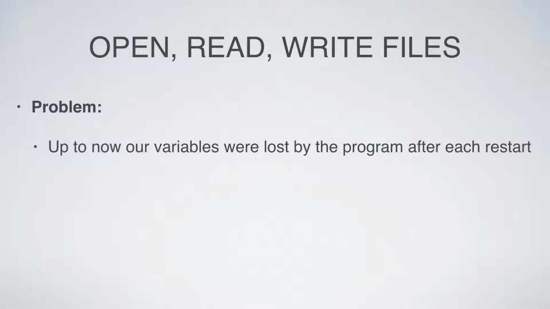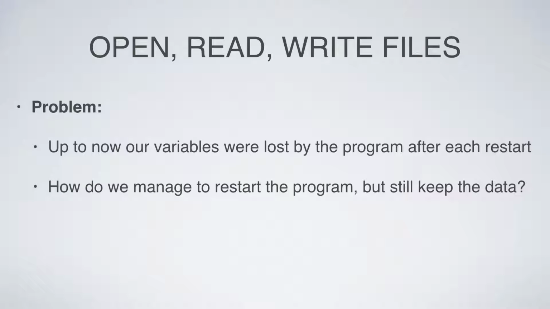Up to now, our variables were lost by the program after each restart. So each time we started our application once again, all our variables were gone. And how do we manage to restart the program but still keep the data? Well, there's a simple solution. We read and write a file. So in order to get the data back, we need to read it. In order to create the data or store the data, we need to write it.